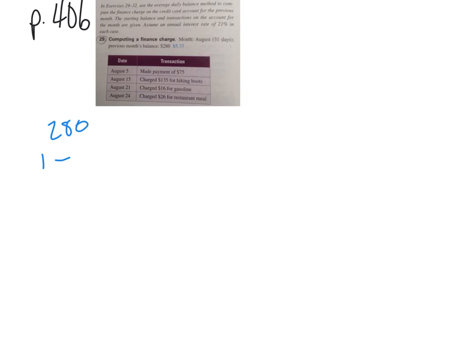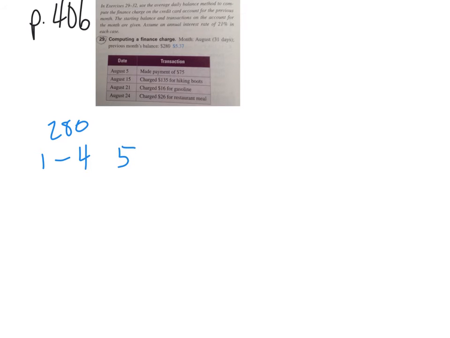We know that because it tells us that the previous month's balance was $280. So on August 1st, you're just going to have the previous month's balance. Now, on our table, it tells us on August 5th, we made a payment. That means from the 1st all the way through the 4th, including the 4th, the balance was $280. And then on the 5th, it changed.